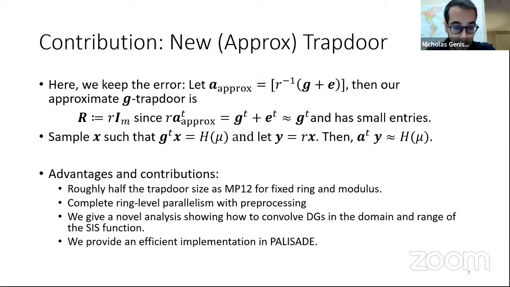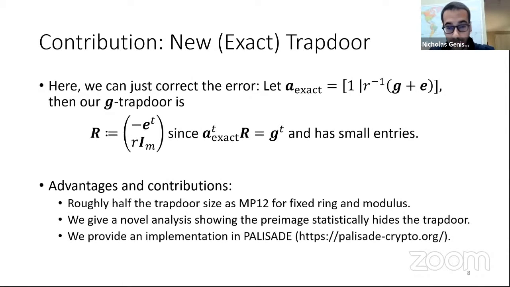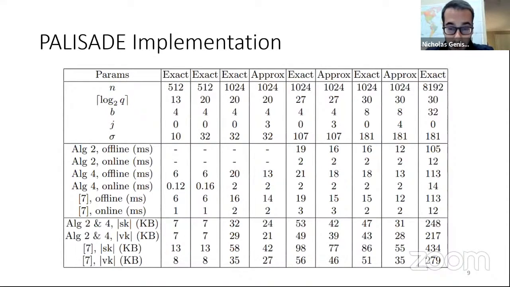Okay, and we also give an efficient implementation in PALISADE. And we have the same thing, just with a little bit less parallelism. So this is an exact trapdoor. Exact trapdoor just means we correct the error, which means you can have a slightly smaller modulus. And the PALISADE implementation was, as you would expect, very efficient. The leftmost one is just a toy implementation, but everything else is, I think, at least 100 bits of security from our estimate.